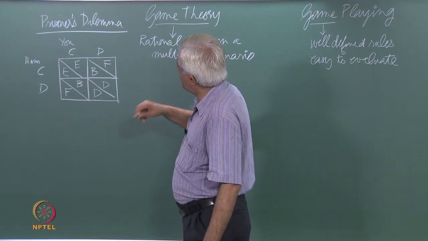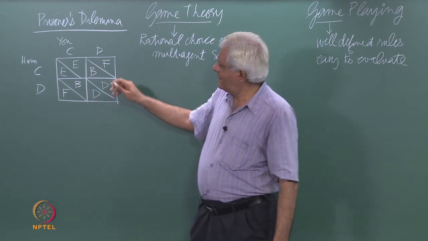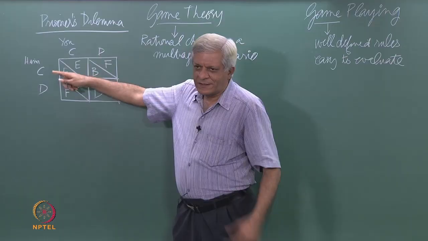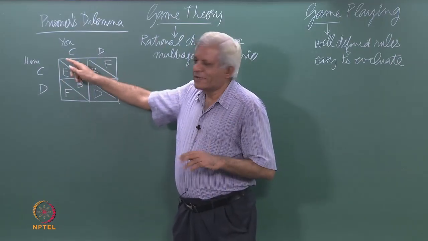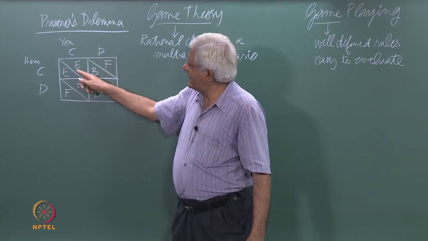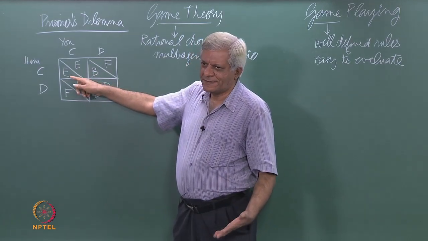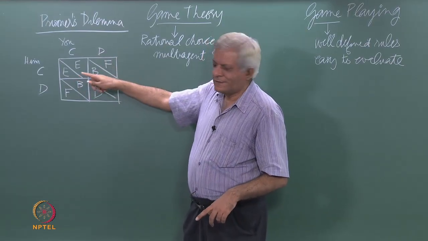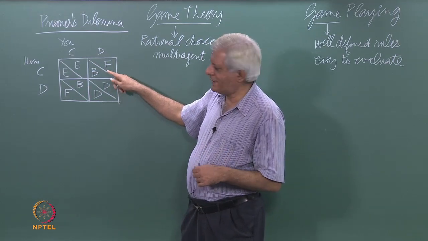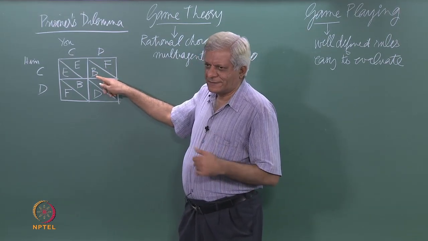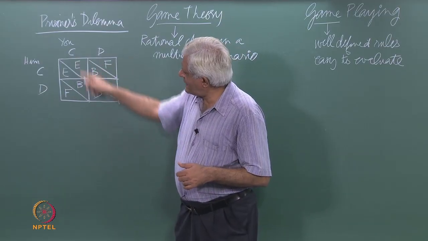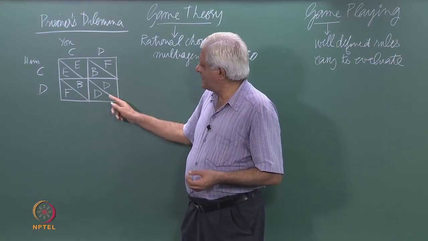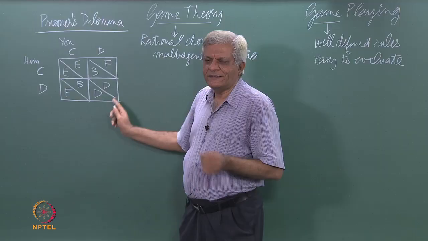See, let me explain this matrix again. Look at the first square on the left hand side: it says that you are confessing and the other person is also confessing. You do not know what the other person is doing, but if the other person also confesses, then you get an E and the other person gets an E. This square says that if you deny and the other person confesses, then you get an F, let us say F stands for fail, and the other person gets a B. If you confess and he denies, then it is symmetrically opposite: you get a B and he gets an F. If both of you deny, then you get a D each.